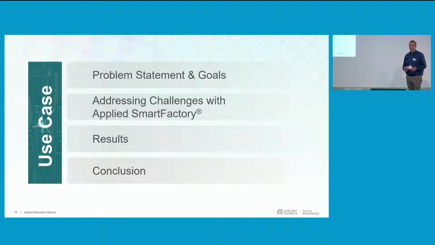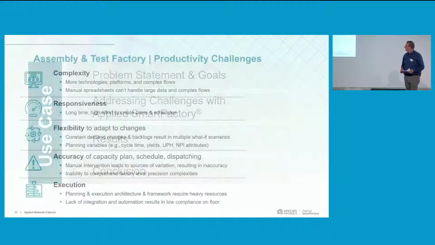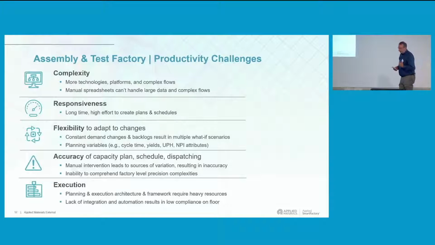So I want to take a minute and kind of move in another direction and share a use case that we've experienced that kind of connects to the model that we just talked about. So we'll talk about the problems, how we addressed it, the results, and the conclusion. So this is an assembly and test factory. This one's based in the U.S., and they have had growing challenges that they've never seen before. Their bill of materials was growing out of control. They were not able to deliver to their customer on time.